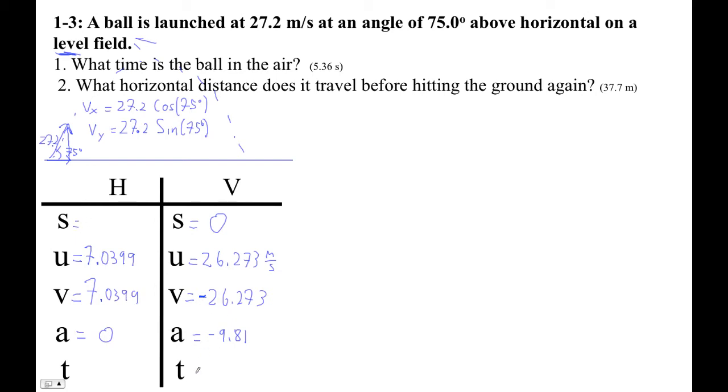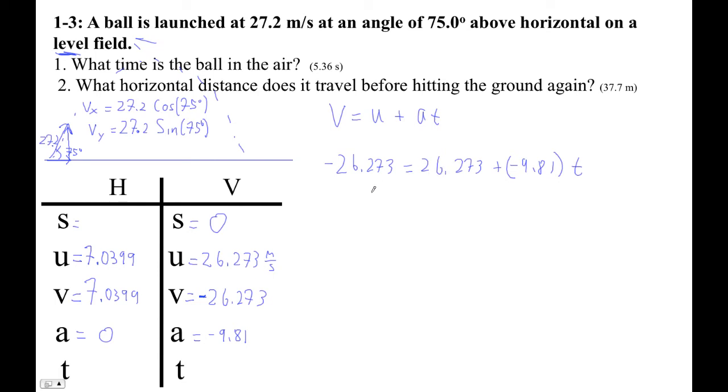Okay, so let's find the time here. I'm going to use V equals U plus AT, in the vertical direction. So negative 26.273 equals 26.273 plus negative 9.81 times t. And don't be a nilly and say, well, this adds to that and makes 0. No, no, no. You subtract it from both sides. So that thing times 2 divided by 9.81.